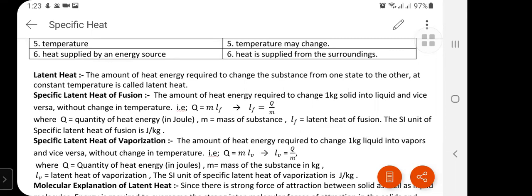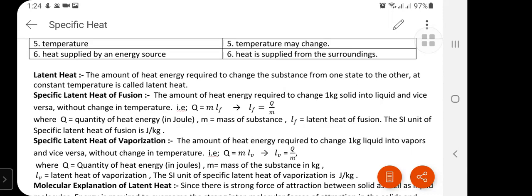Okay. So latent heat basically is the amount of heat. It is not a temperature. Remember this, that latent heat is the amount of heat required to change the substance from one state to another at constant temperature. Now you will have to see which state you are considering.